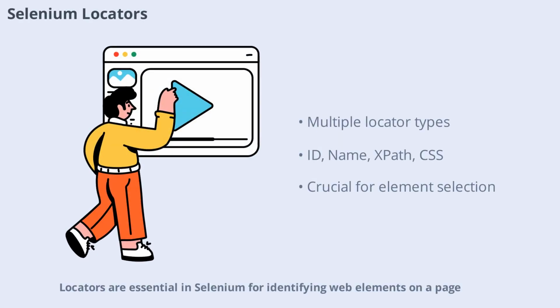Locators are essential in Selenium for identifying web elements on a page. Selenium WebDriver supports several types of locators, including ID, name, class name, tag name, link text, partial link text, XPath, and CSS Selector. Each locator type offers a different way to pinpoint elements, making it easier to interact with dynamic and complex web pages. Choosing the right locator is crucial for building robust and maintainable automation scripts.